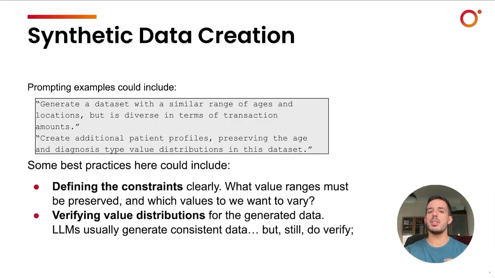Then, it's also important to verify the value distributions for the generated data. That is, LLMs usually generate consistent data, but it's still important to verify. There may be a hallucination, or maybe it doesn't understand what is evenly distributed, or maybe you use different terminology and it doesn't understand it that well. So just because you said generate 20 customers with ages in this range, it doesn't mean that it's actually going to do it. It's probably going to do it, but still, you should run some sort of statistical analysis just to make sure that the dataset really is balanced after this change.